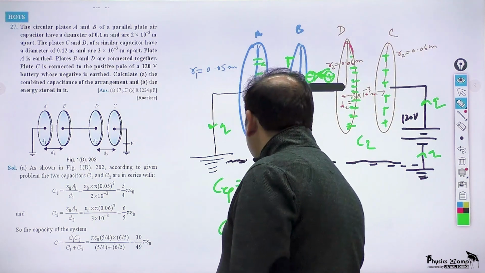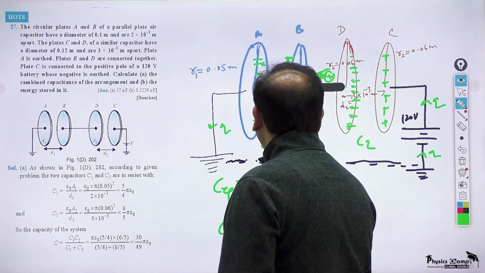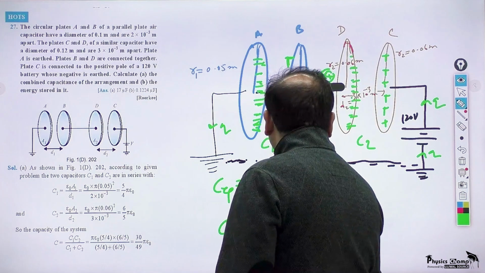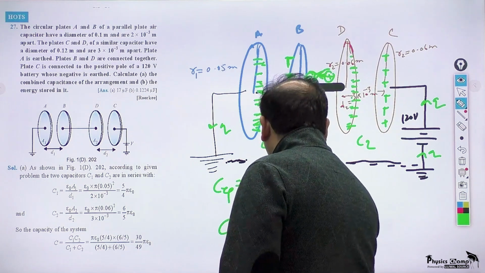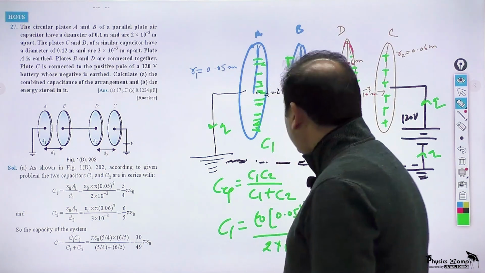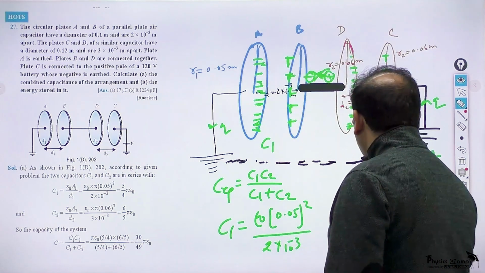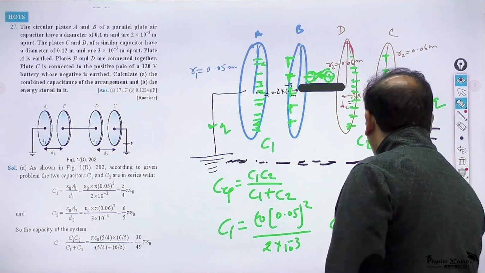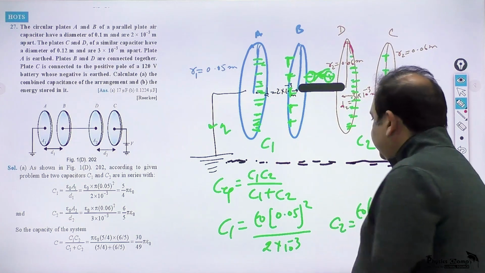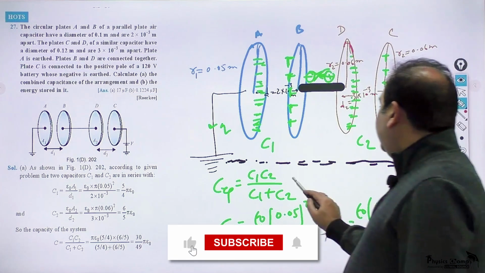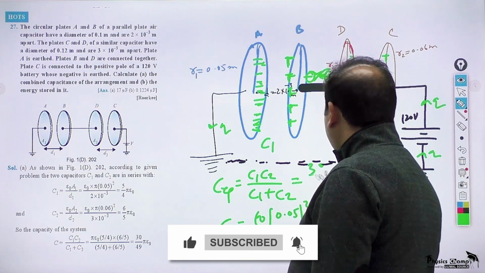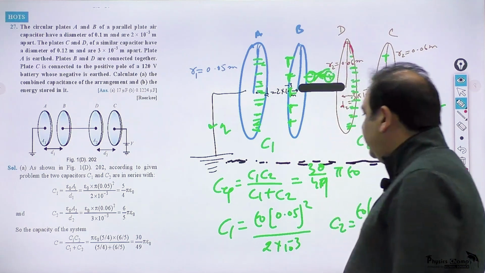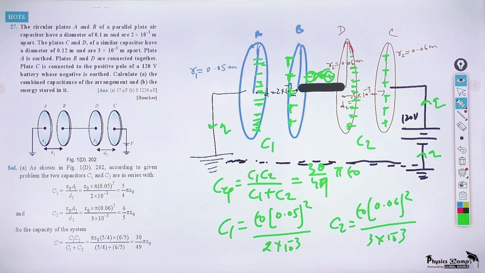And if I ask how much is C1, your answer is epsilon naught into area, radius is 0.05 squared, by d, d is 2 into 10 to the minus 3. That is epsilon naught A by d. If you are looking for C2, it will be epsilon naught A, area is 0.06 squared, by d, 3 into 10 to the minus 3. So putting this, we will get C1 C2 as 30 by 49 pi epsilon naught. So we will get the equivalent capacitance.